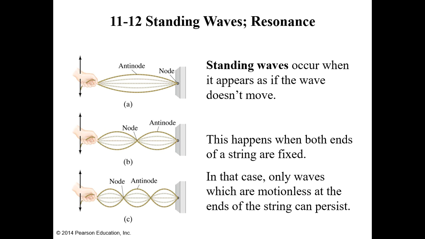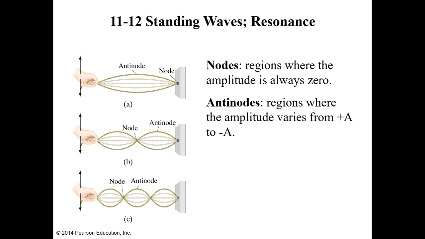Now, let me define a couple things here. When you have these standing waves, you're going to have either a node, which would be this point here, and if you were to watch this node, it would appear as if it is never moving. And I'll show you one of those in just a second. Then you also have an antinode where you get the largest amount of movement and the string varies from positive A to negative A.